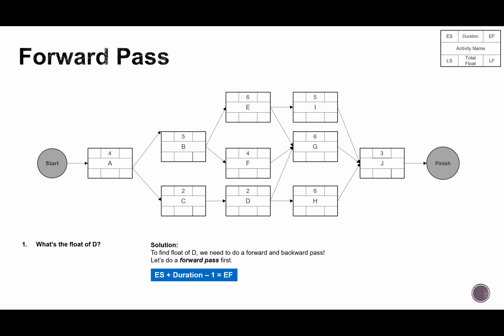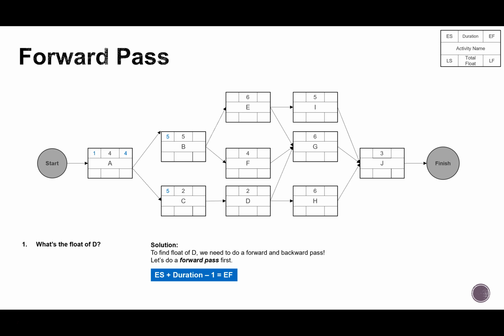I know my project always starts on day 1. So I'm going to place a 1 right here at the top left of my activity A when I start. So I apply that equation, 1 plus 4 minus 1, then the early finish of activity A is going to be 4. I can say that activity A is done on day 4. So that means that activity B and C have to start on day 5.